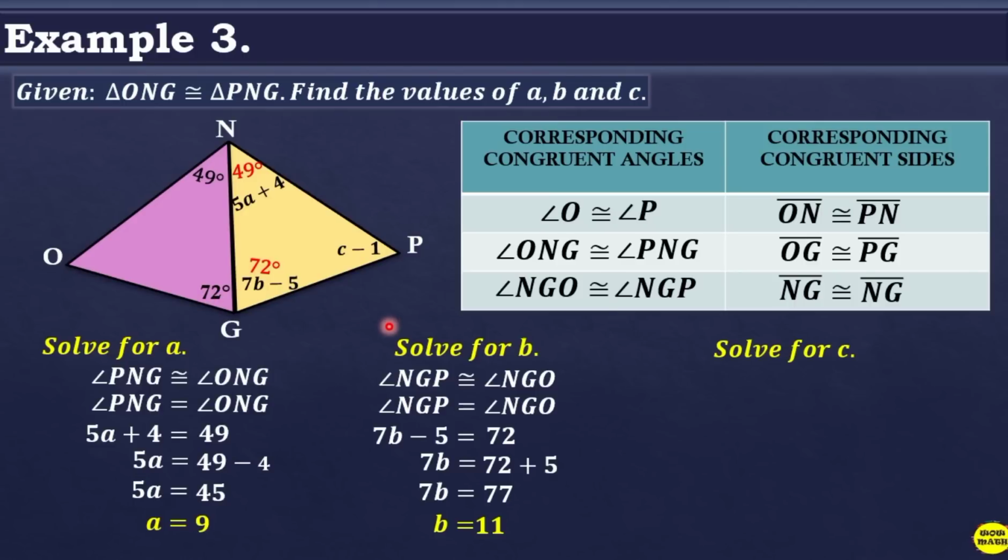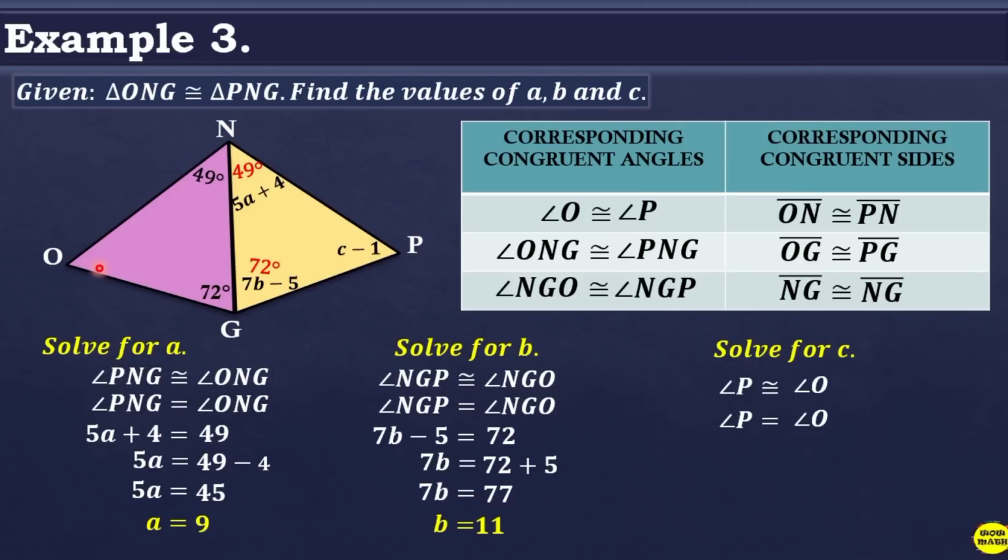Next, solve for C. So, our C here is angle P. Okay? So, your angle P is congruent to angle O. So, therefore, they are equal. Ngayon, paano natin siya i-equate sa angle O? Wala po itong measure. So, para makuha mo ang measure nito, apply mo yung triangle sum theorem. 180, dapat ang kabuuan ng interior angles nito. So, kung meron ka ng 49 plus 72, what is the measure of this angle? Ima-minus mo siya sa 180. So, 49 plus 72, this is 121.